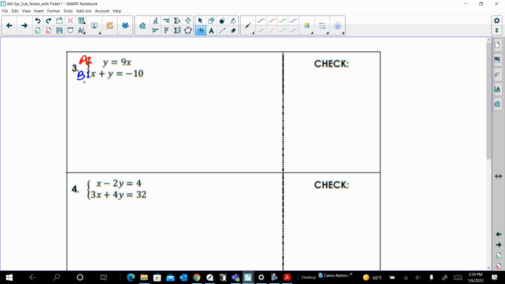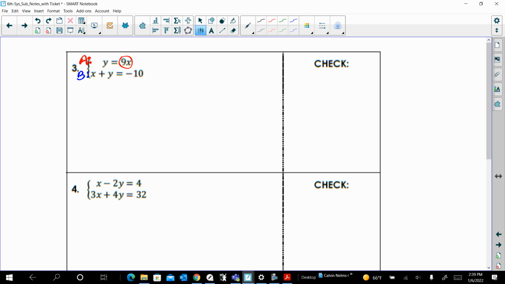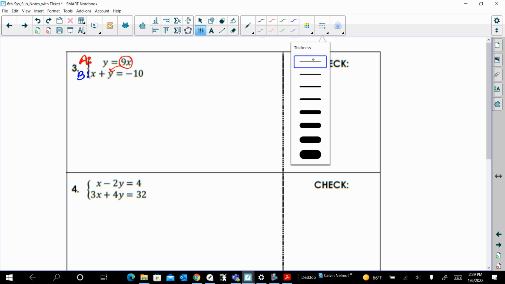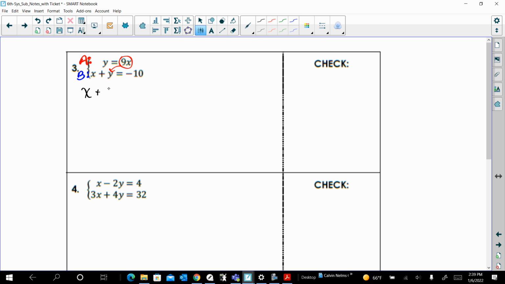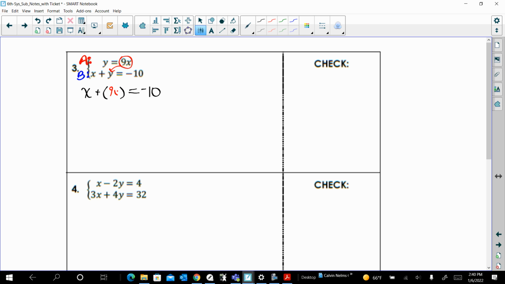So on number 3, the A is isolated for the variable y. Okay, y is already by itself. So that means we're going to take what it equals, which is the 9x. That's why I'm circling that. And I'm going to substitute it into the y in the second equation. When I use substitution, I'm using parentheses. So when I'm plugging this 9x for the y, I'm now going to have basically x plus the parentheses where the y is equals -10. So I'm just showing that so you can see that I'm plugging in for y the 9x.